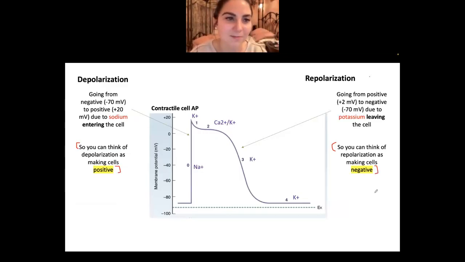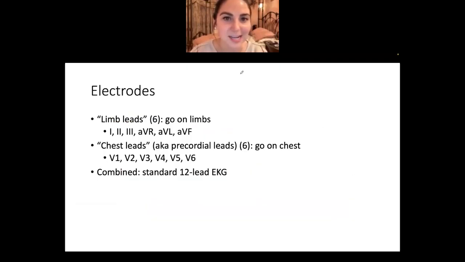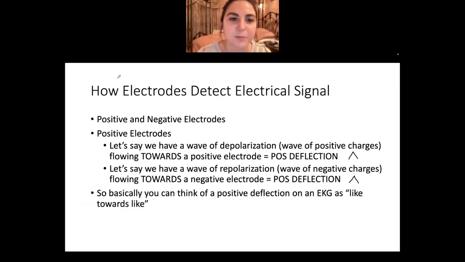Okay, and we're going to revisit this fact. We're going to talk about electrodes, because a lot of the times we're saying, oh, lead 2 is the best one to look at, but we're going to talk about the electrodes a little bit more. There are 6 limb leads and 6 precordial leads. The 6 limb leads go on your limbs: 1, 2, 3, AVR, AVL, AVF. Those are the 6. And then you have your precordial leads. These are your chest leads. They go on your chest, so that's V1 through V6. When you combine these 6 each of the two types of leads, you get a 12 lead EKG. So that's your standard EKG.